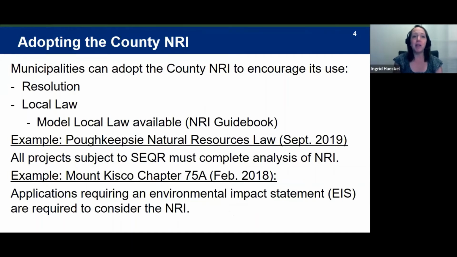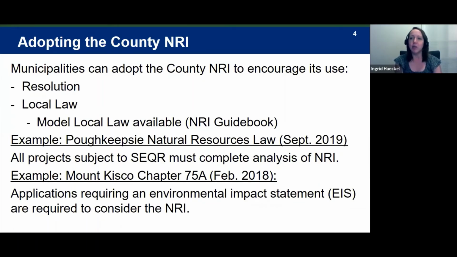So one of the most basic things that we hope you will do is to officially adopt the County NRI as a municipal planning reference. When it was completed 2 years ago, the County Board of Supervisors passed a resolution adopting the NRI for use at the county level. And I know at least one town, the town of New Lebanon, I believe, passed a similar resolution of support for using this information. And I think some others may have as well. So we do have an example of that type of resolution available.